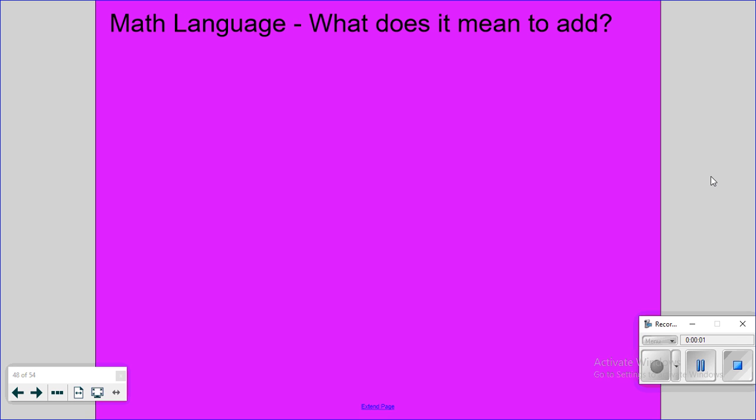Our title on the next blank page. It says math language. What does it mean to add? Math language. What does it mean to add?